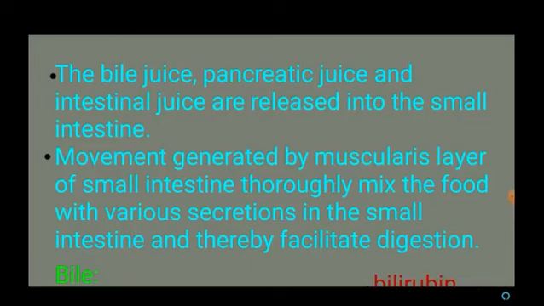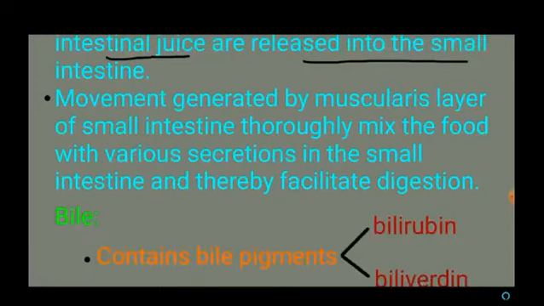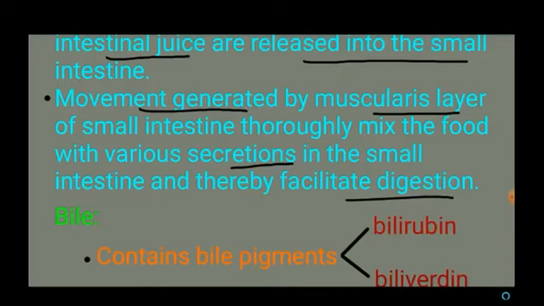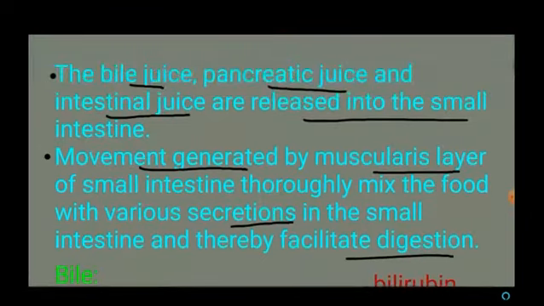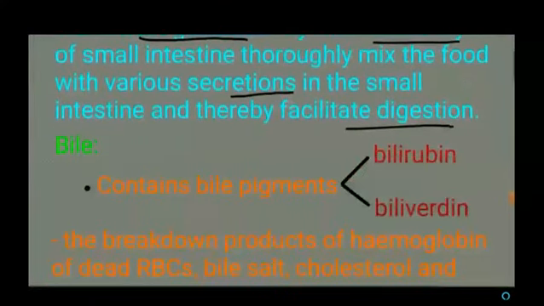When the food passes from the stomach to the small intestine, at that time the small intestine receives bile juice, pancreatic juice and intestinal juice. All these juices are released into the small intestine. After the food is received by the small intestine, the movement generated by the muscularis layer of the small intestine thoroughly mixes the food with various secretions. Thereby it facilitates the final digestion of the food material. Let us see about the action of the various juices that are secreted in the small intestine.